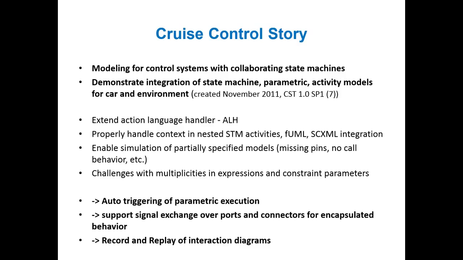Some results were that the action language was extended, and that we discovered problems in handling context when you have nested activities in state machines, and problems in the fUML and SysML integration. A very important point is to be able to simulate partially specified models, because you cannot always spend a lot of time just to have a simple first-cut simulation fully specified. In the beginning it was very hard. Now it's easier; you can simulate partially specified models. There were also challenges with UML multiplicities in expressions and constraint parameters, in particular in parametric modeling.